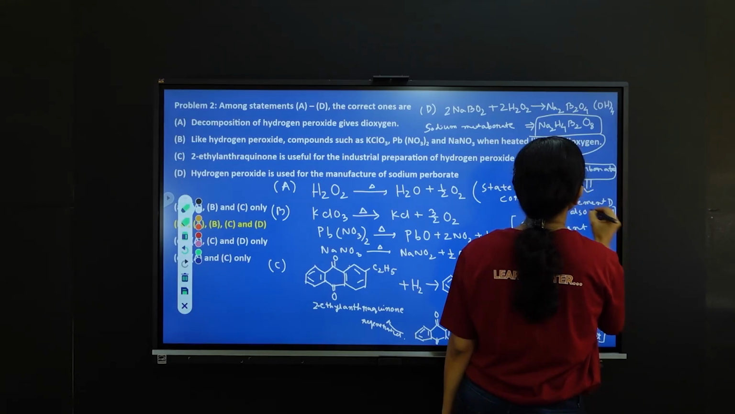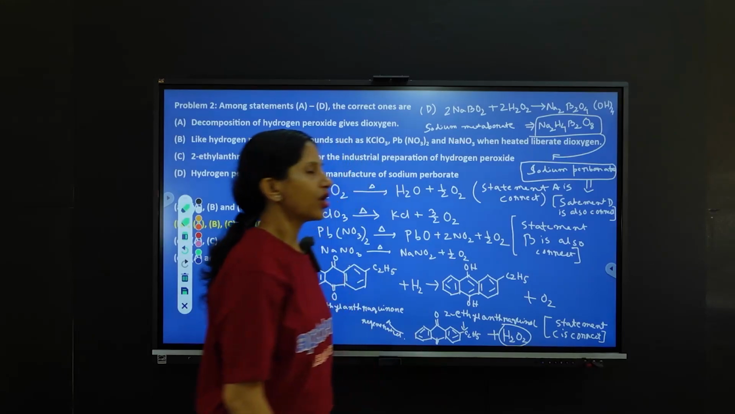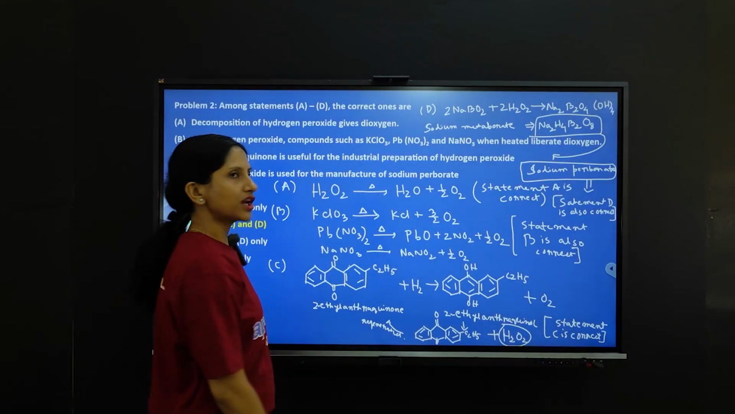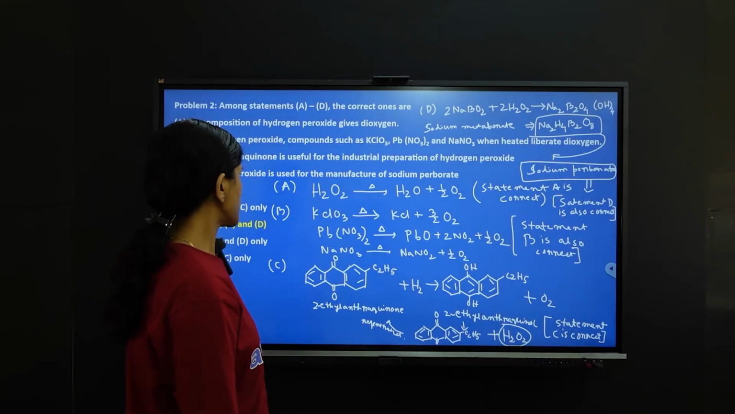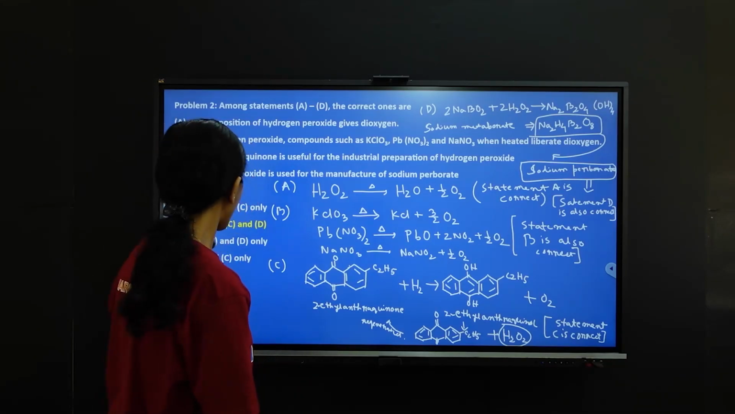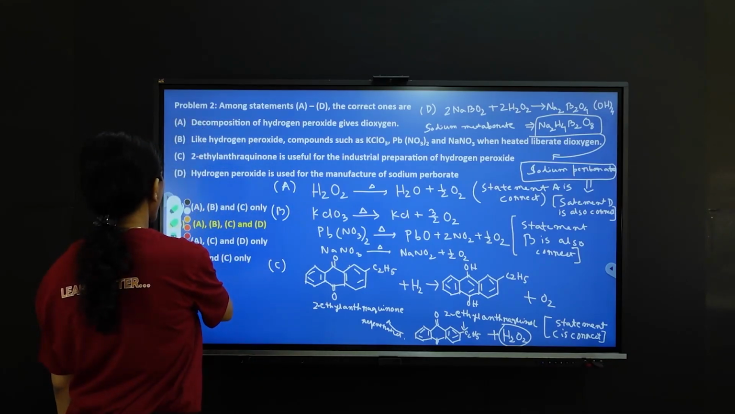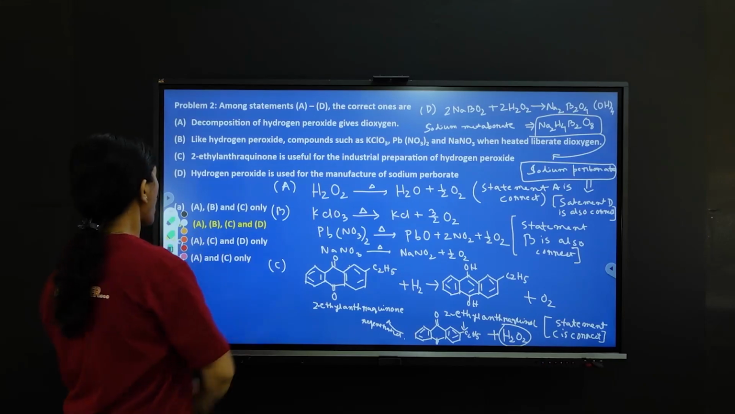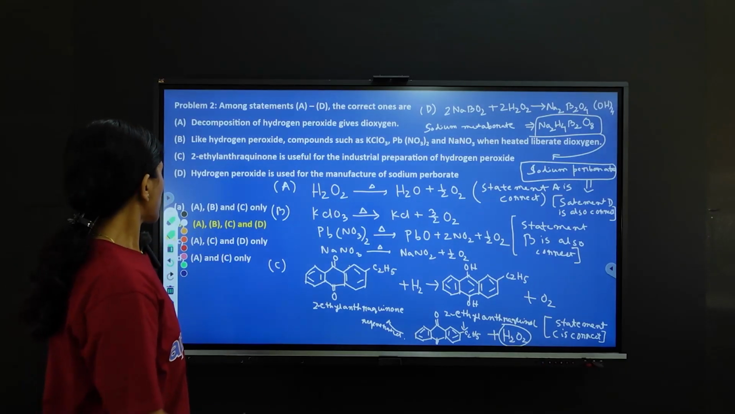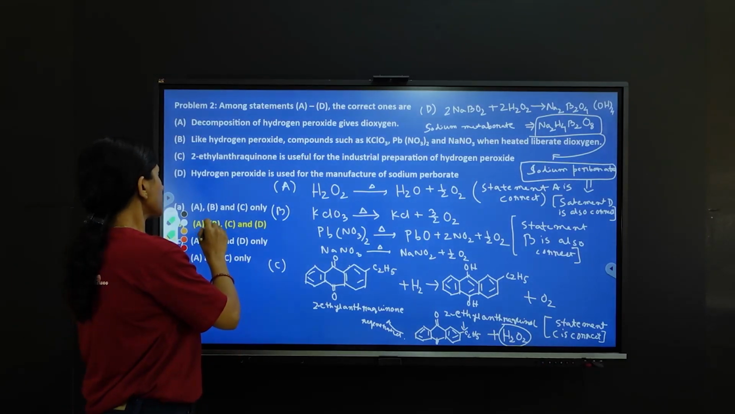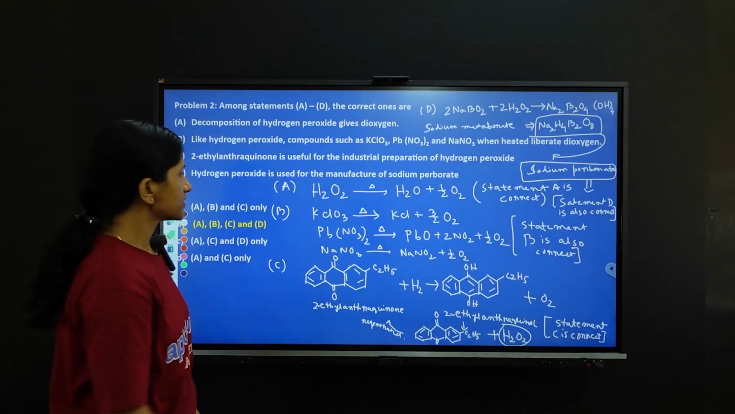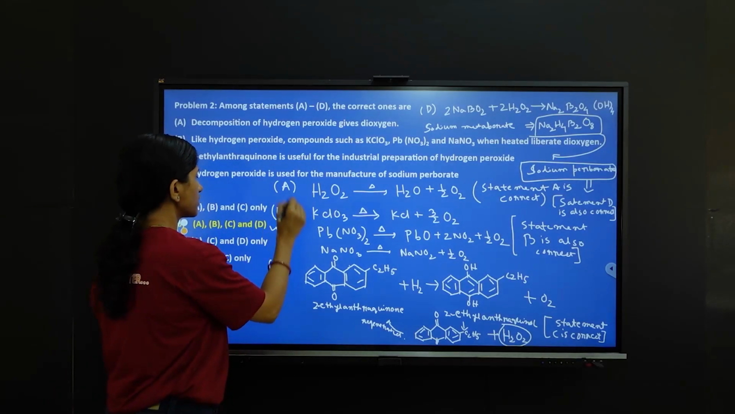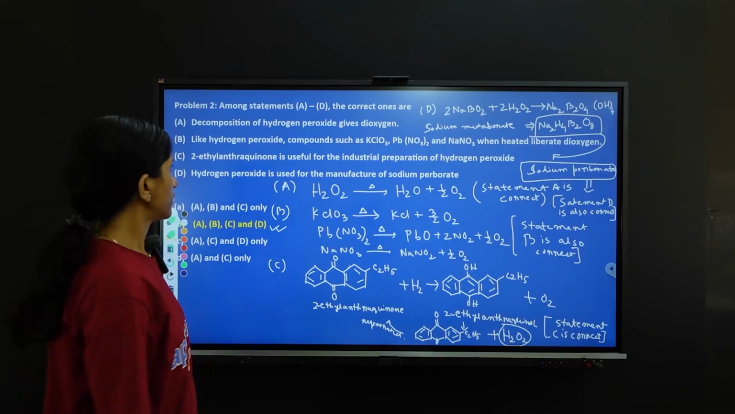So what we have seen from this problem is that all the statements from A to D are correct statements and we have justified them properly. Now if you check the options, we can see that option B is the correct option, which is saying that A, B, C and D are the correct statements. So option B is the correct option for this given problem.